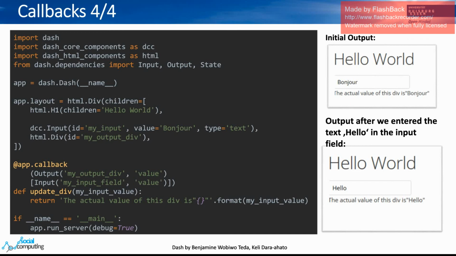So as you can see it, right, the initial output of our code will be an input field with the text bonjour, and below a div with the value, the actual value of this div is bonjour, as in the code we specify that the value of our input field should be bonjour. Then on the second screenshot, right, you can see that we have in our input field hello, and below we have the actual value of this div is hello. Basically, anytime you change something in the input field, the content of the div below changes too. You can do this with all other components depending on your needs.